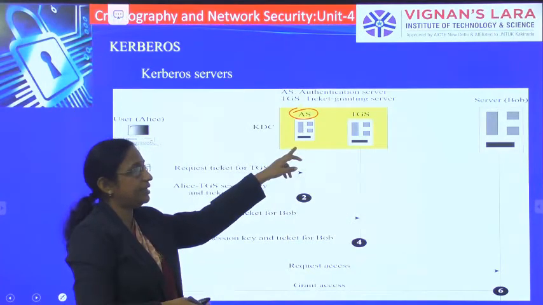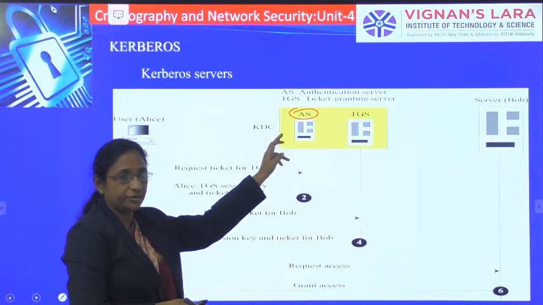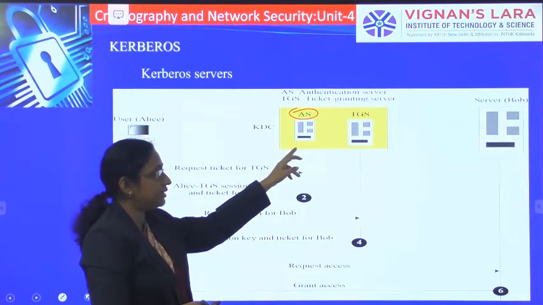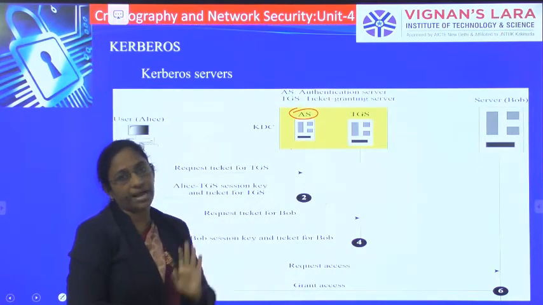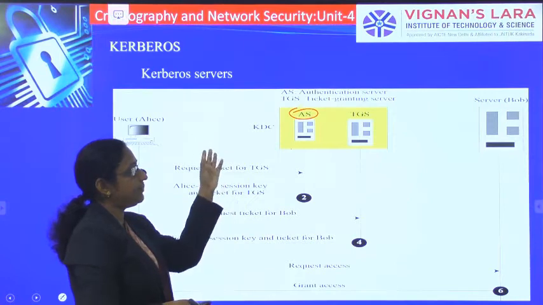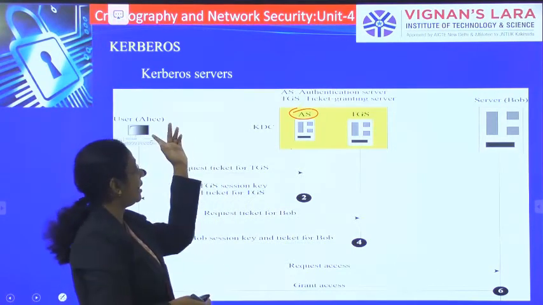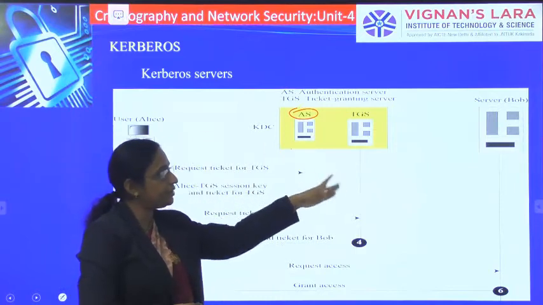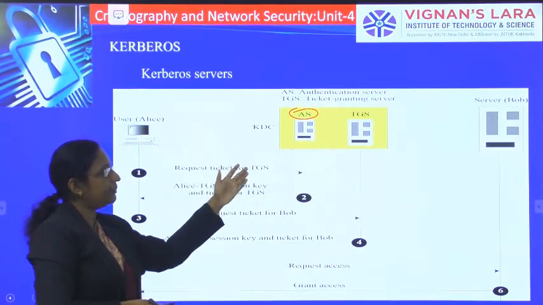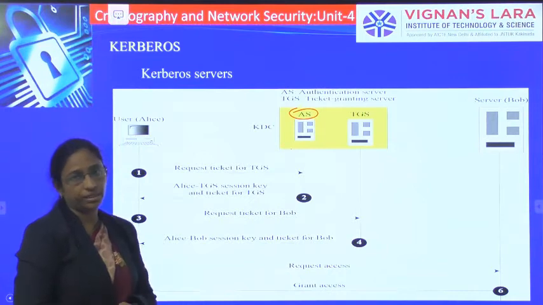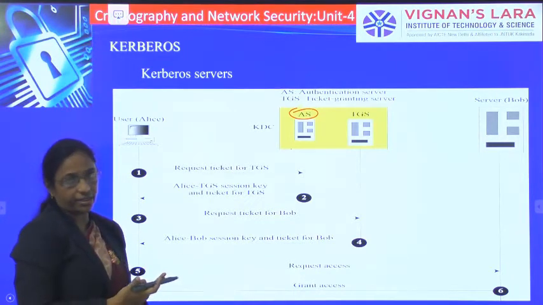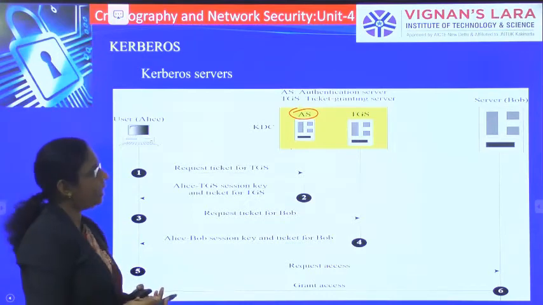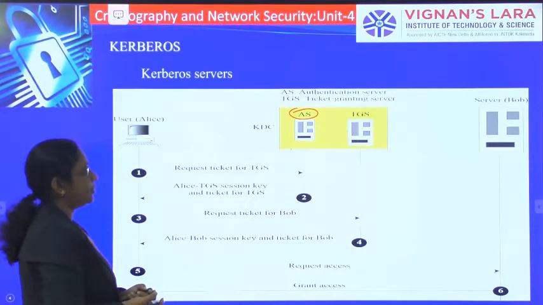If that particular user has the permission to access the server, then he has to take the ticket from the ticket granting server, and then he will be able to access the server. If the user is not eligible to access the server, then he will be rejected at the authentication server only. At the authentication server, you will get an error message saying you are not allowed to enter, enter the password again. So that is the Kerberos servers here.